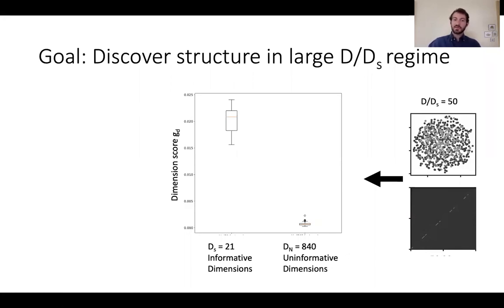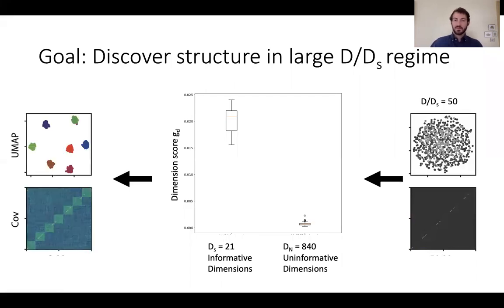Also, I can take these weights. I've built myself a metric, G, and I can take these weights and feed them into some dimensionality reduction method. From there, I can very clearly resolve the existence of these distinct clusters.